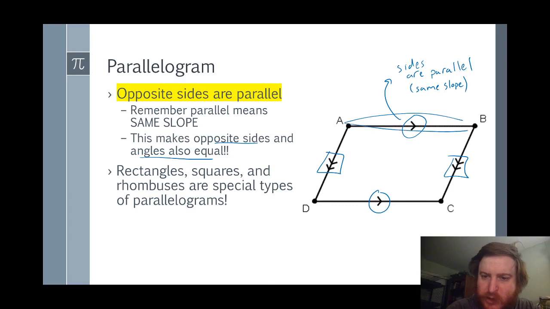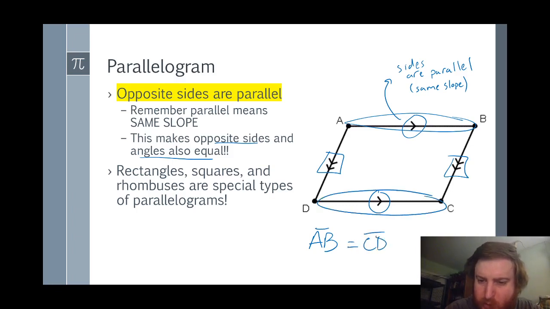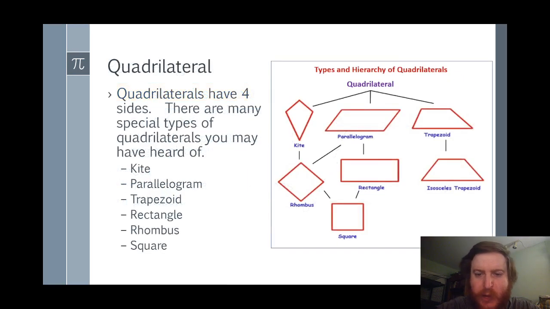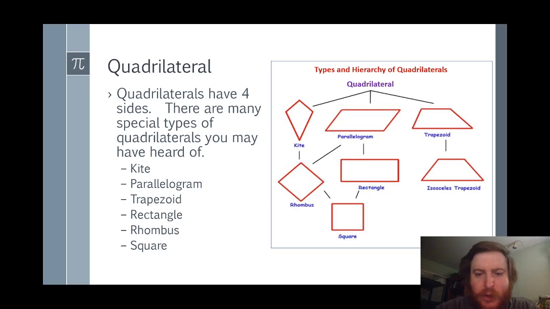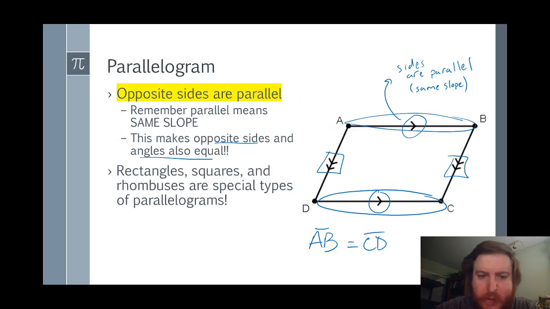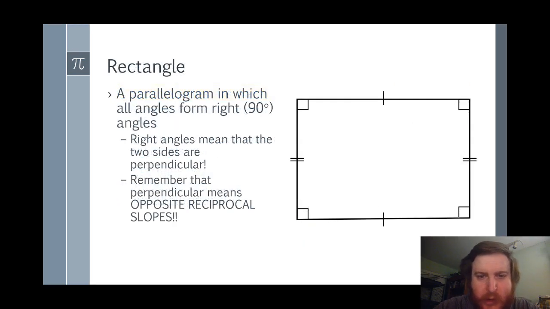So this side, we're going to name that side AB, will be equal to this side CD, right? So those two sides will be equal to each other. Now, rectangles, squares, and rhombuses are all types of parallelograms, right? If we go back here, a rhombus was a parallelogram, a rectangle was a parallelogram, and a square is a parallelogram. So those three shapes will also have parallel sides, and their opposite sides will be equal, right?